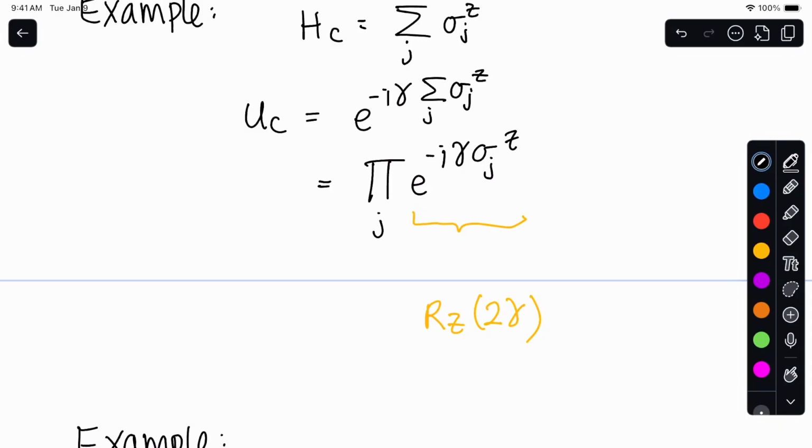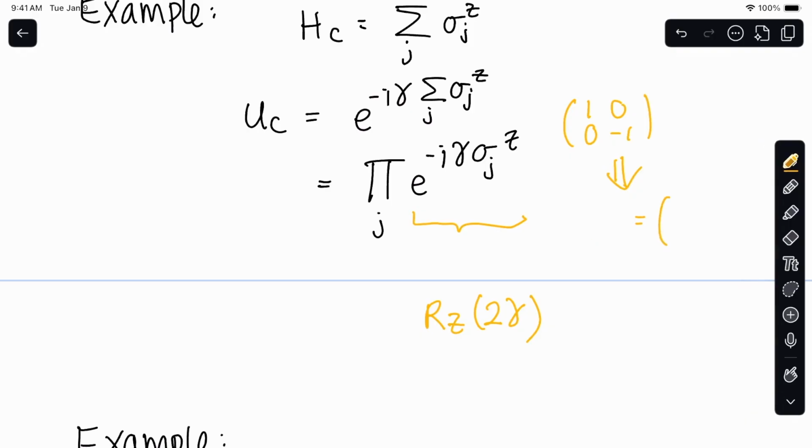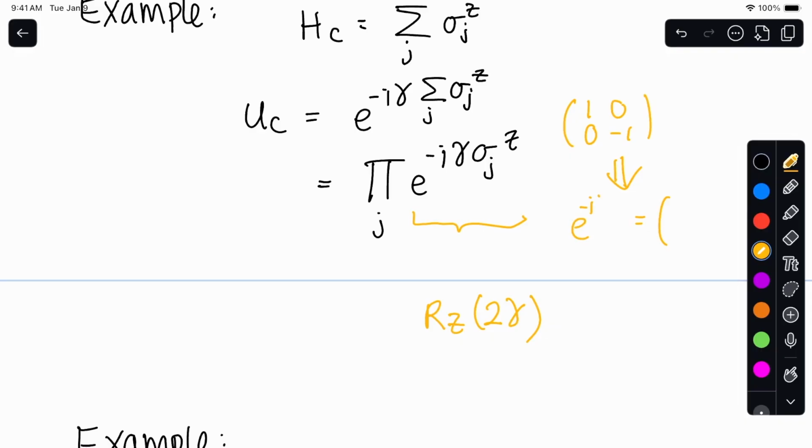The matrix exponentiation for sigma z, so this is like 1, 0, 0, minus 1. Since it's a diagonal matrix, then e to the minus i gamma sigma z is going to be e to the minus i gamma, 0, 0, e to the i gamma. Okay.